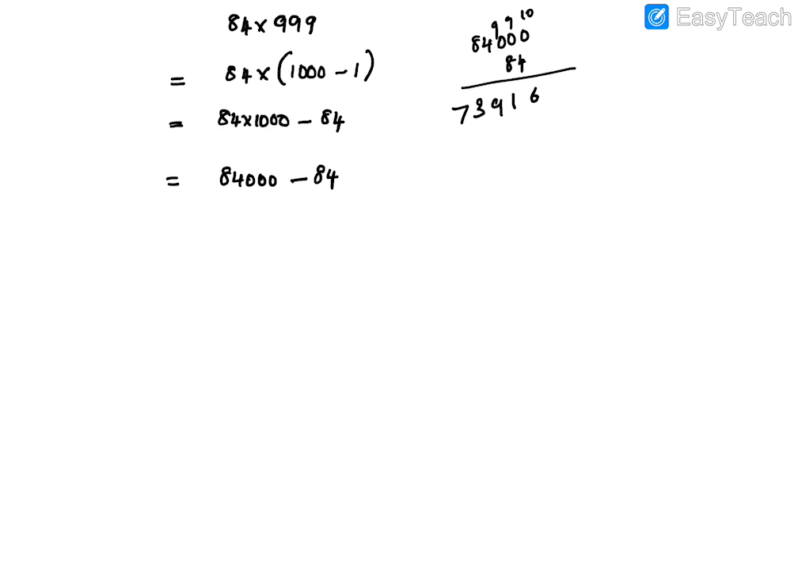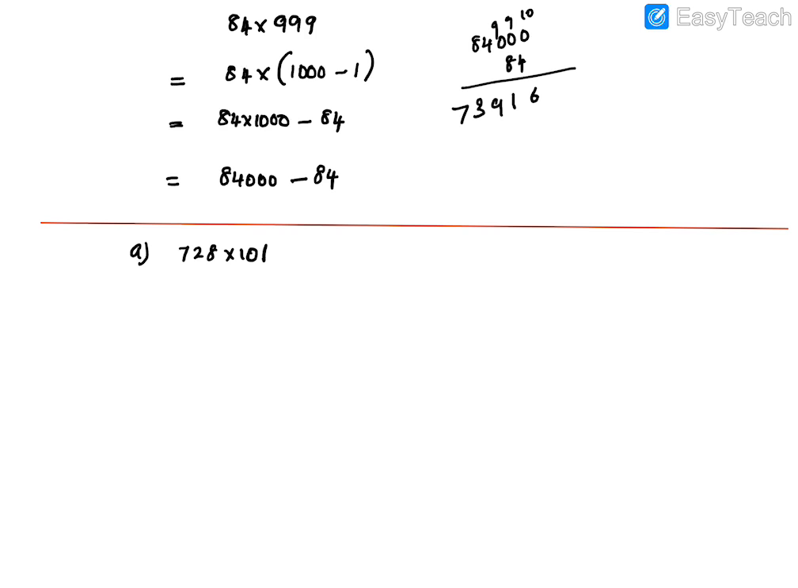Okay, and in your book they gave some problems. We will work out a few problems and then we will move on. So what are the problems they gave? First one, find using the distributive property. The number is A, 728 into 101. First you should know how to split the number. So 728 into 100 plus 1.